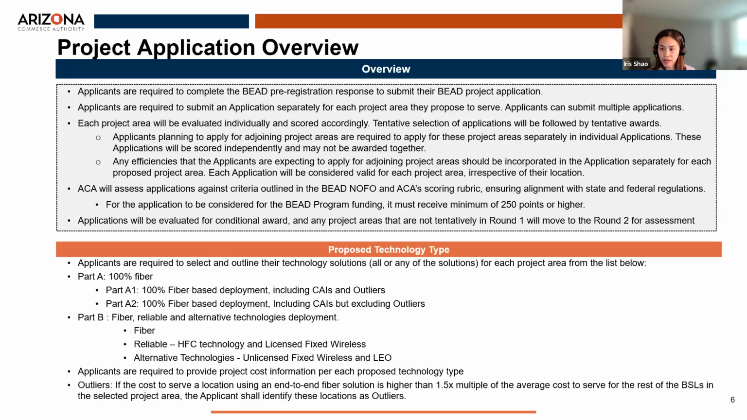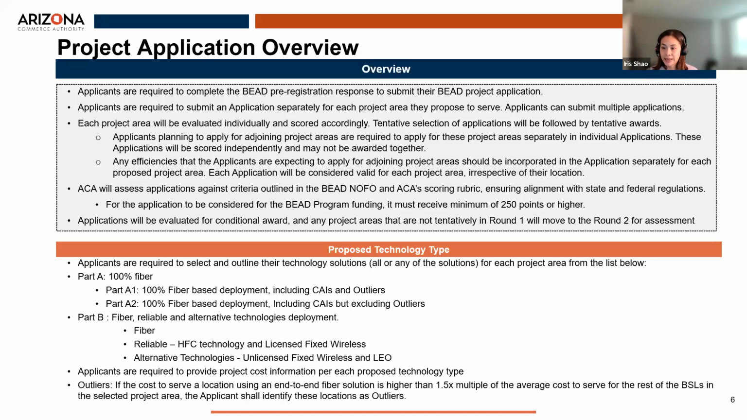For each project area, you have to submit a separate project application. That means if you plan on proposing to serve adjacent or multiple project areas, you have to submit multiple project applications because they'll be scored independently. For example, if a county is divided into 4 project areas and you're proposing to serve all of them, you'll have to submit 4 applications. And because they're scored independently, they may not all be awarded to you.